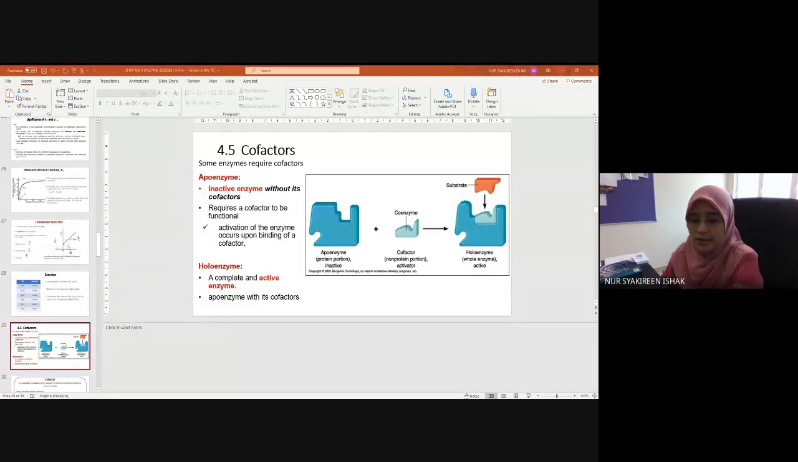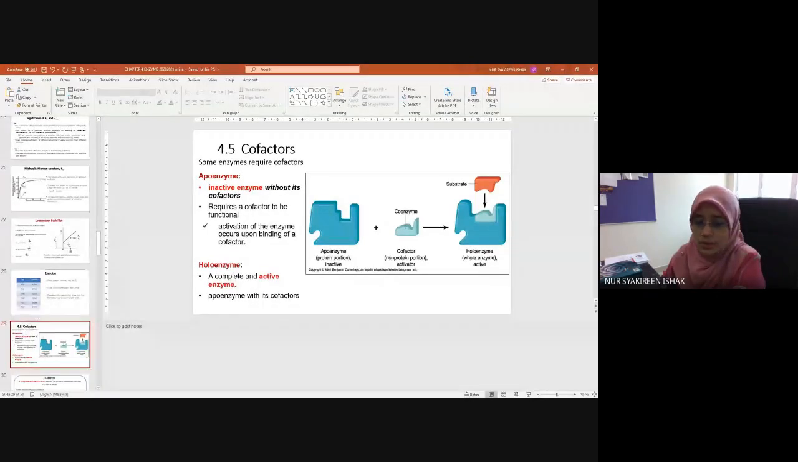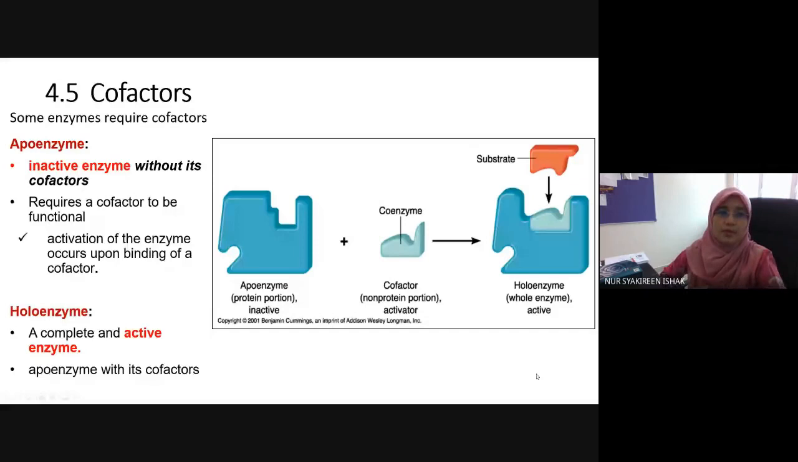Gone through all the videos for chapter 4. So subtopic 4.5, which is cofactors. In order for an enzyme to work, to be in active state, in order for the enzyme to catalyze the chemical reactions, the enzyme will require cofactors.